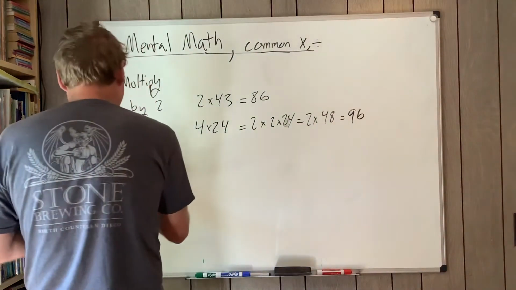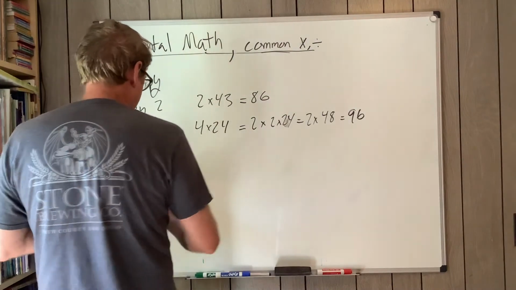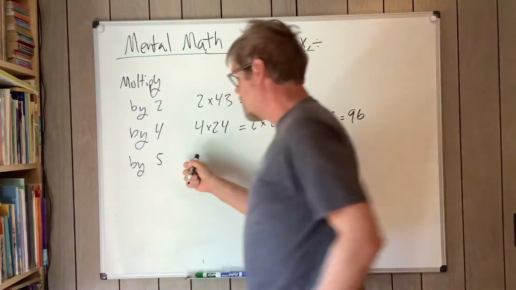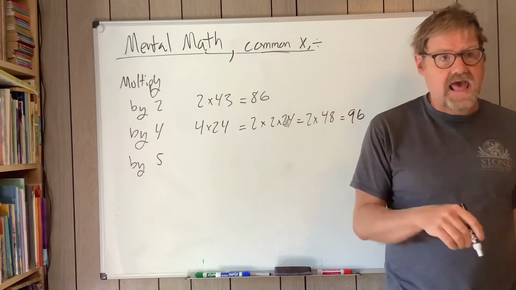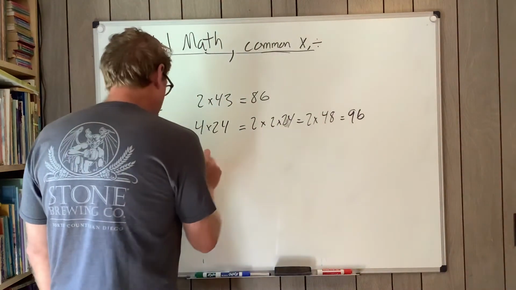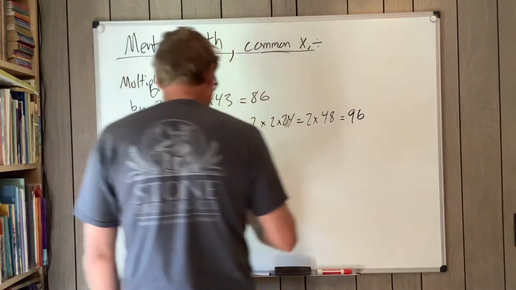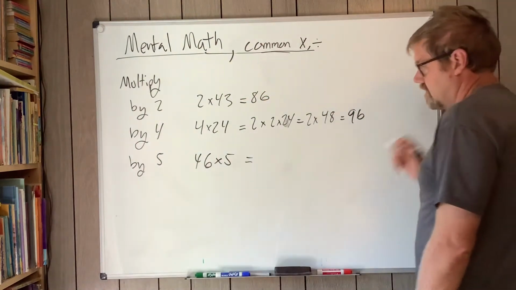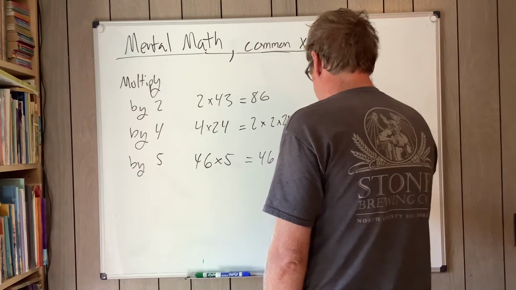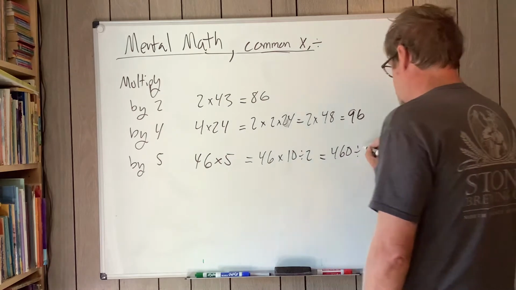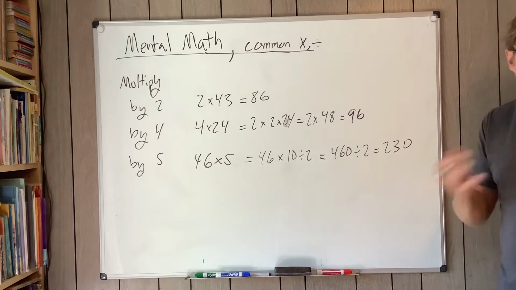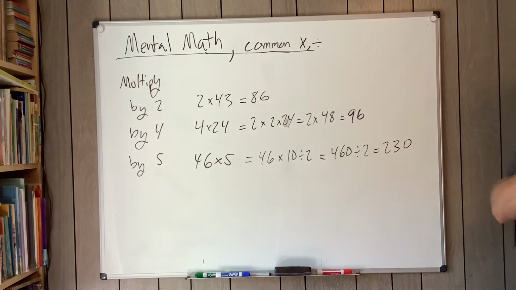Multiplying by 5, typically what you want to think of is you can multiply by 10 and then halve, or the other way around. So let's say I'm doing 46 times 5. One way to think about that is 46 times 10 over 2, which is 460 divided by 2, which is 230. So that's pretty helpful.